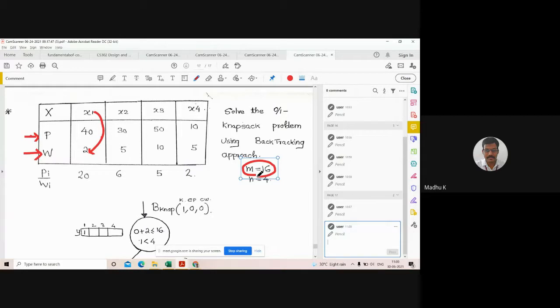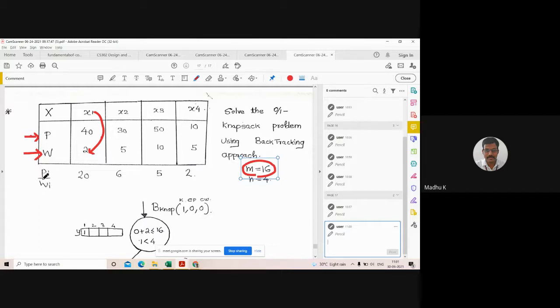Object profit and weight are already given. x1 object, its profit 40, its weight 20; x2 object 35; x3 50, 10; x4 10, 5. If needed we can calculate this term P by W.